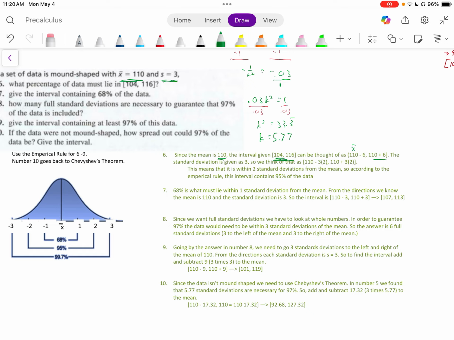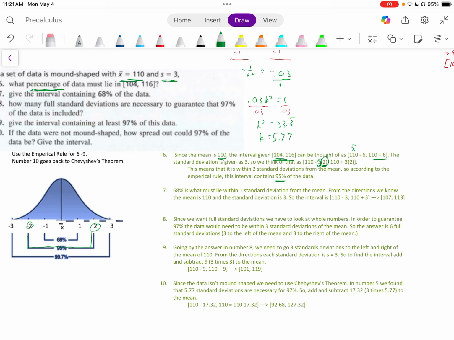The standard deviation is 3, and 3 times 2 is 6, so we had to think through that 2. If the standard deviation is 3, that interval is 2 standard deviations from the mean, but it asks what percentage of the data. So we want to look at our mound-shaped data here. Within 2 is 95%. So our answer is this interval contains 95% of the data.